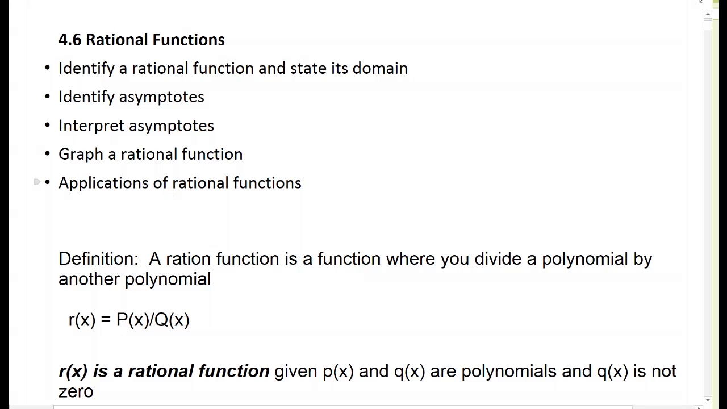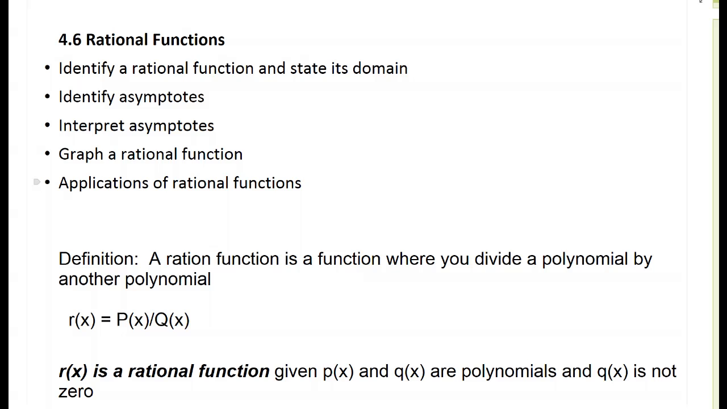The second part of chapter 4. So we skipped 4-5 because it's on imaginary zeros, and so we're on to 4-6. So this is the second part of chapter 4. Again, I split chapter 4 into two parts. So this is on rational functions and power functions and root functions.